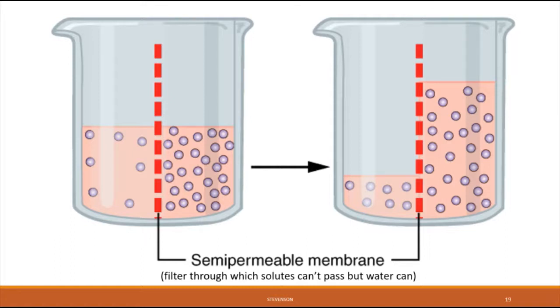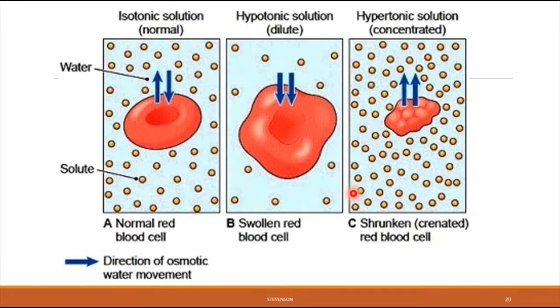Now, this phenomenon, osmosis, has consequences for cells because oftentimes it is the case that while water can move through the membrane easily, other larger molecules cannot. And so osmosis can sometimes have a more dramatic effect on cells than diffusion does. This figure here summarizes the three different consequences that can be experienced by cells based upon osmosis.